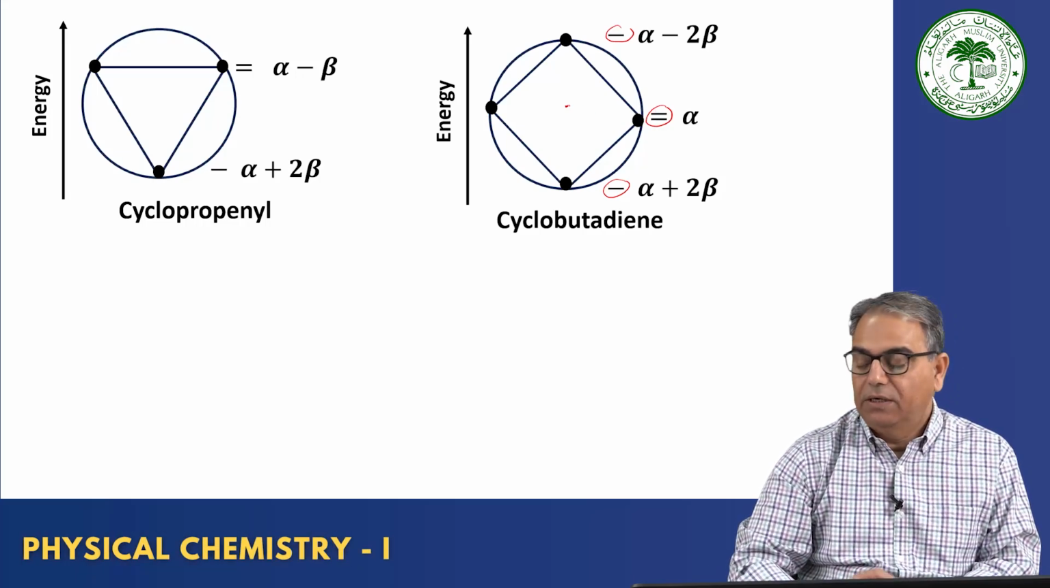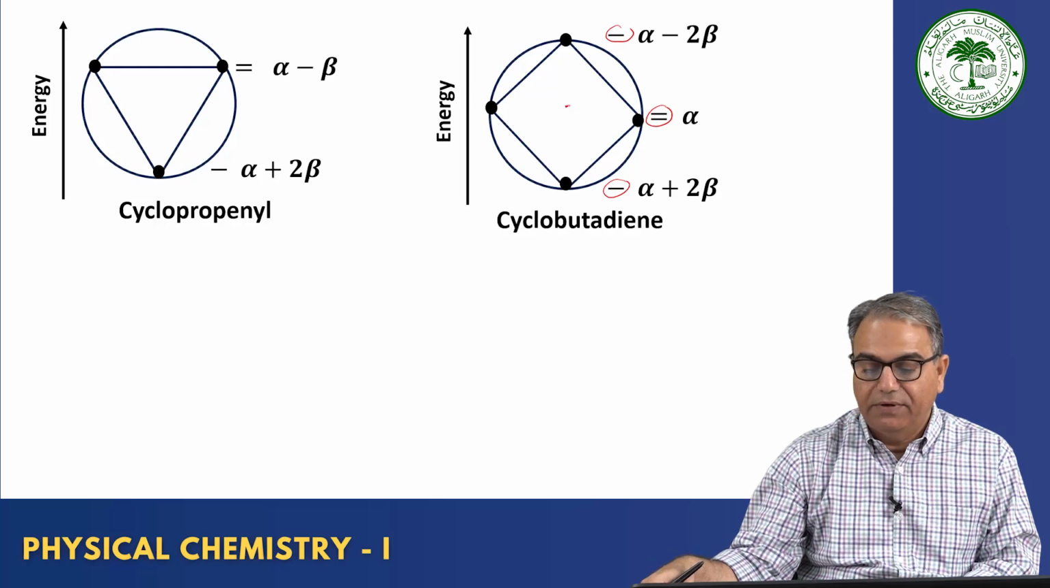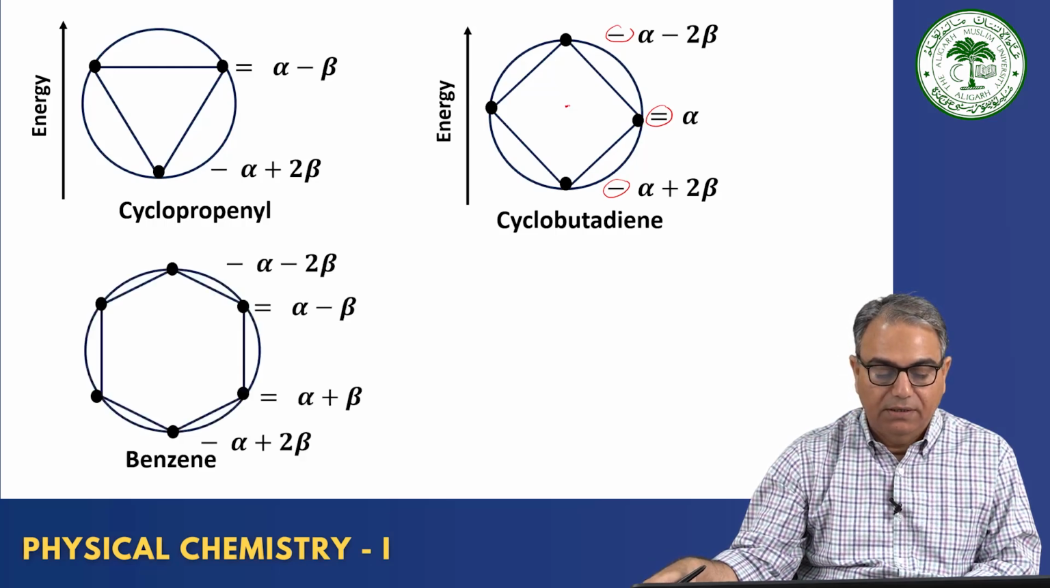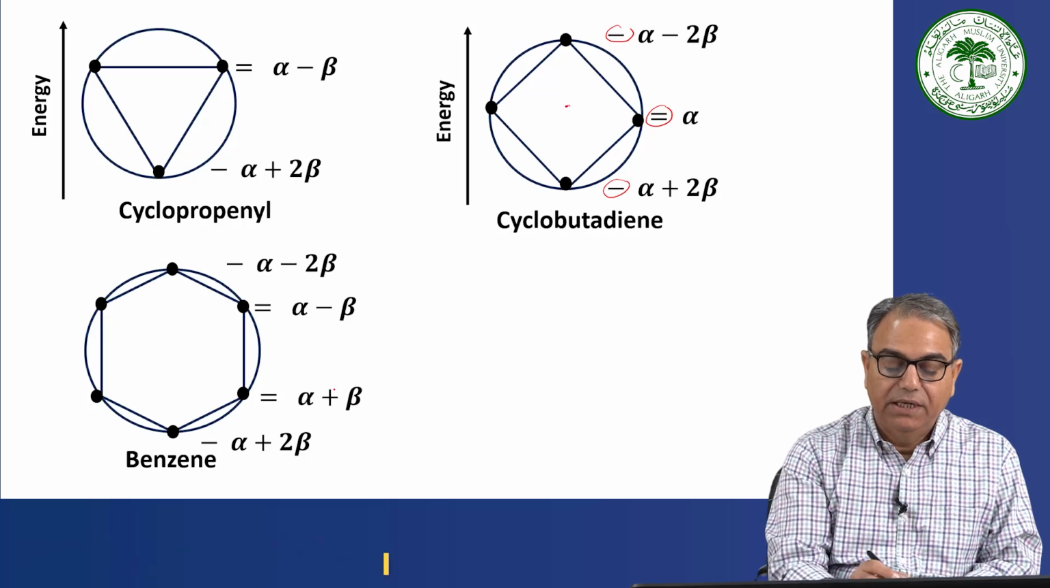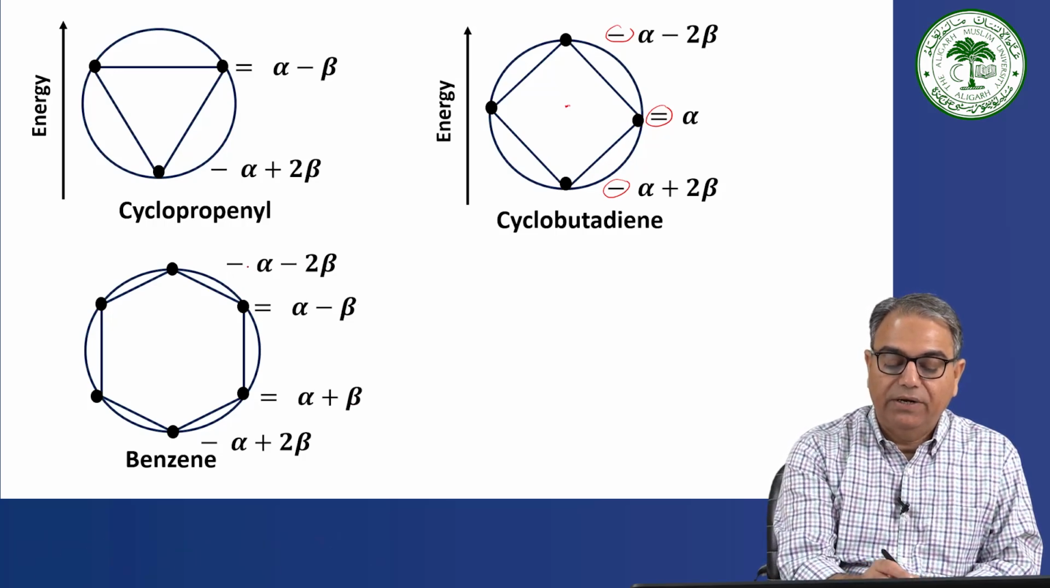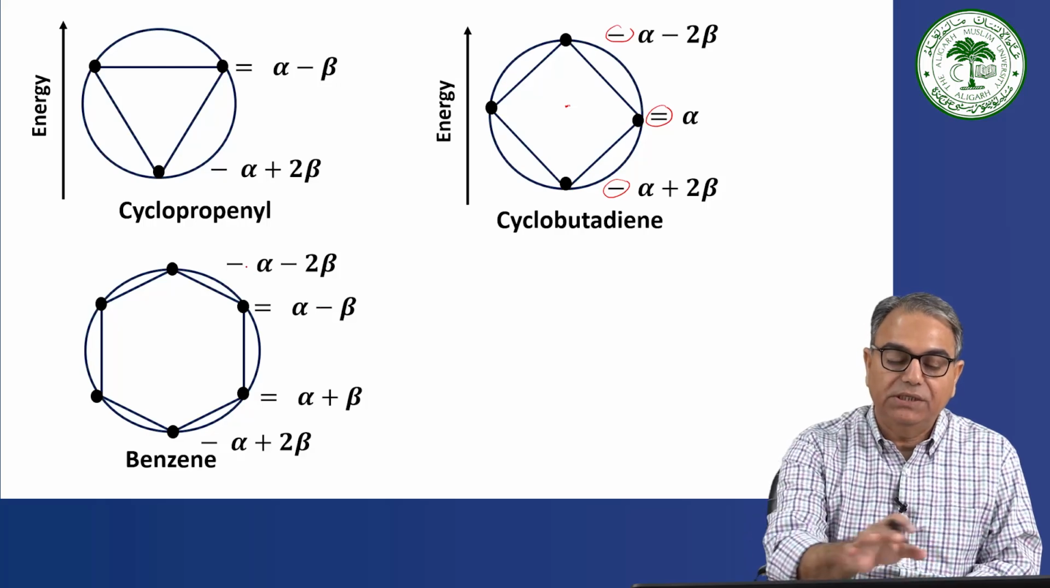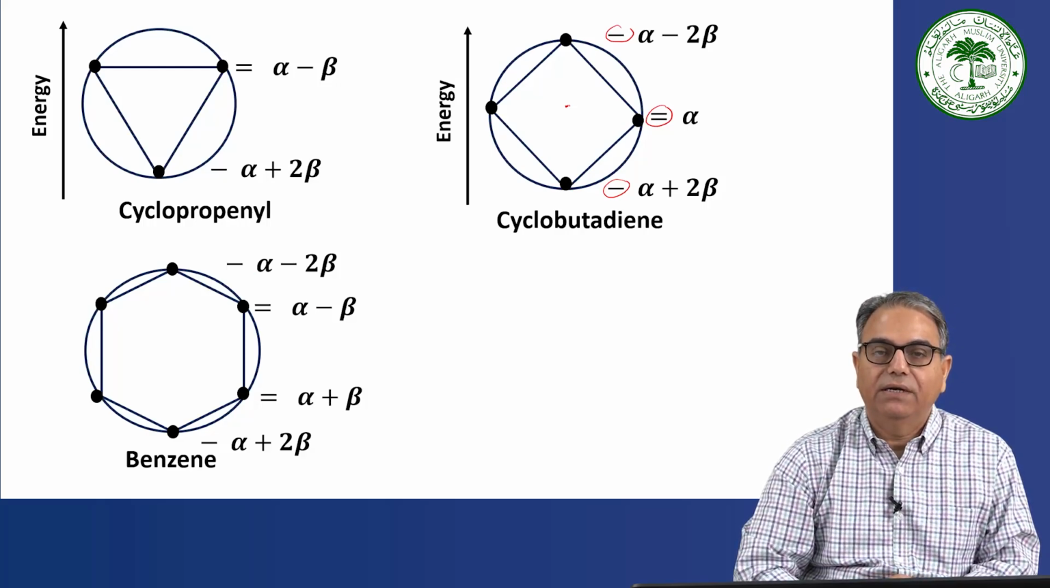Okay. Now, similarly, you can draw it for the benzene ring also, and you get 1 orbital of energy alpha plus 2 beta, that's the bonding molecular orbital, 2 orbitals of alpha plus beta energy, then again 2 orbitals of alpha minus beta energy, and then again 1 orbital of alpha minus 2 beta. So these 3 cyclic systems we have done, and these 3 Frost diagrams are with you now.